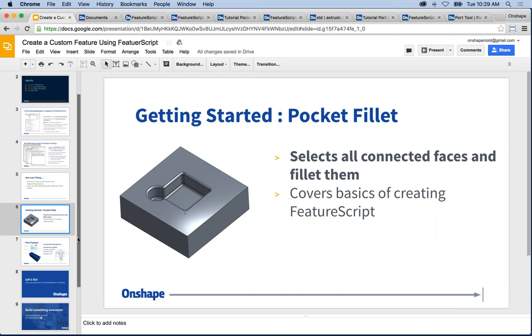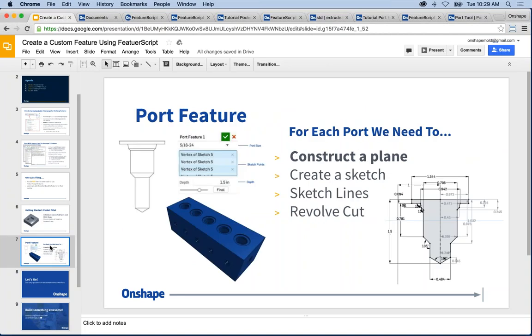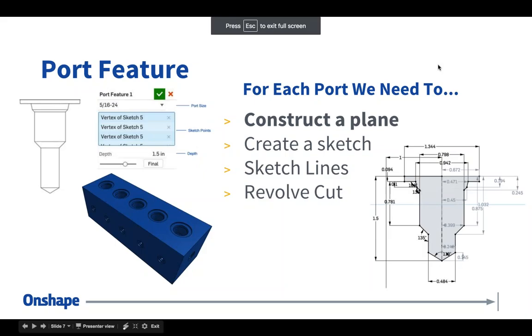Maybe I do something and it's a tedious effort and I want to try and simplify it. An example I have for this is the port feature. This is actually a feature I wrote a few months ago that simplifies creating SAE ports. The reason I use this feature as an example is because it covers a lot of the things that a typical user might want to do if they're trying to automate their processes. I want to automatically construct a plane, create sketch lines, and revolve cut at a certain location. It may be a revolve cut, it may be an extrude cut, you may be generating planes, but a lot of the process is the same for this feature. It shows a lot of common techniques, I should say.